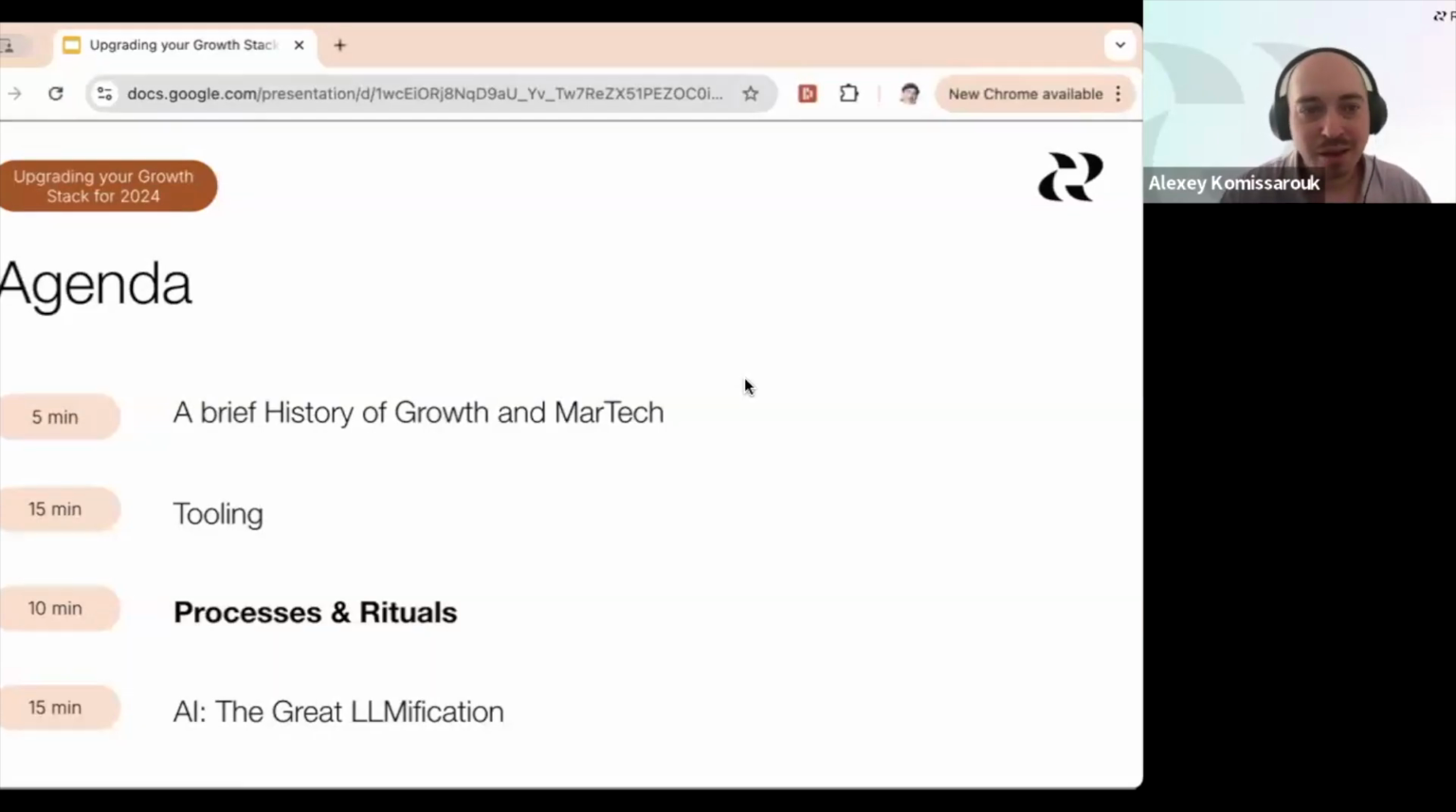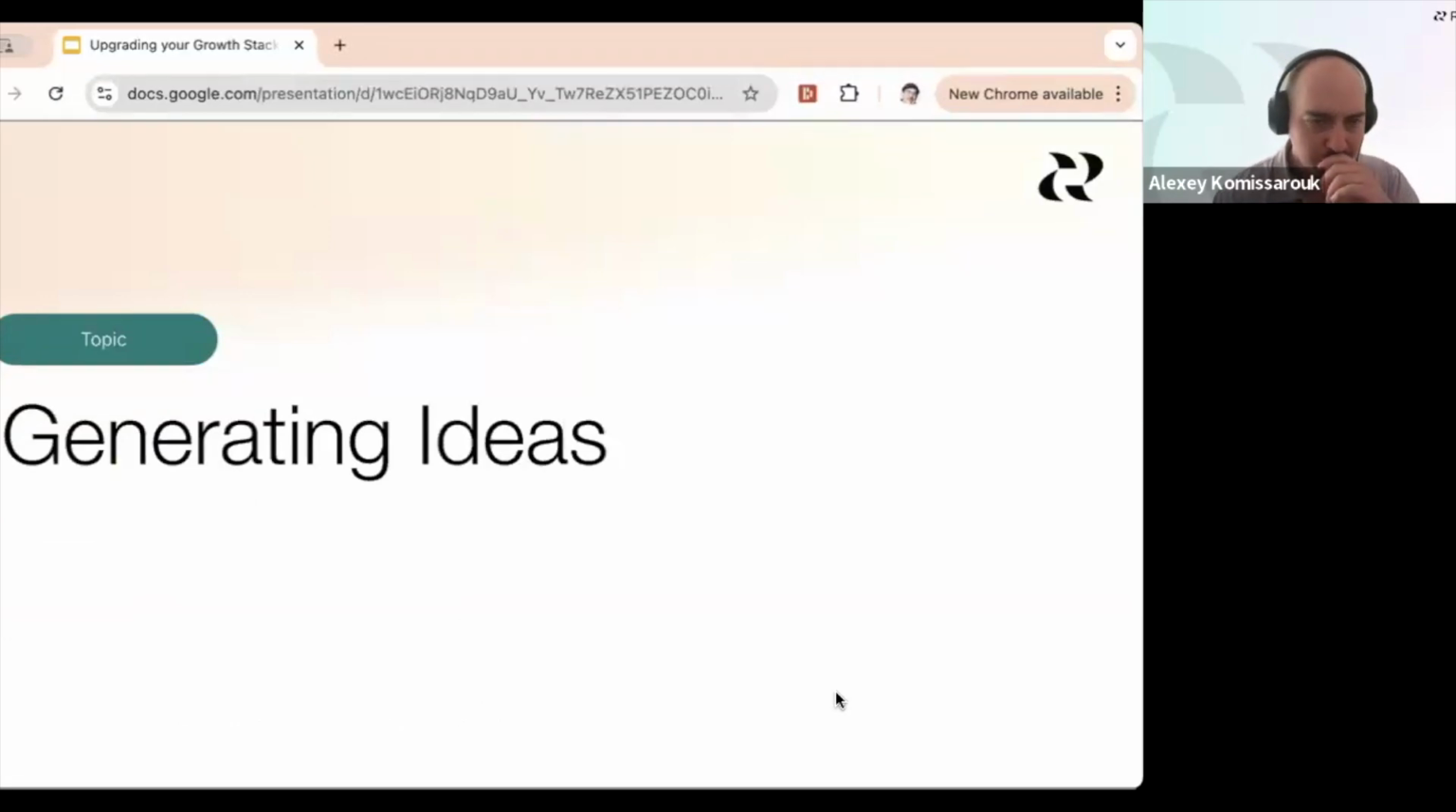Okay. Let's talk about processes and rituals. So I think the first thing that I will say is the quality of a growth team executing on ideas is basically: did we come up with a good list of ideas, and then did we execute the right ones? And those are the processes I'm mostly interested in. Those are the processes I really cared about at Opendoor. Let's break that into generating ideas and prioritizing them.